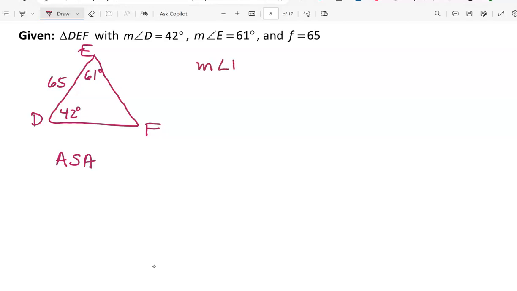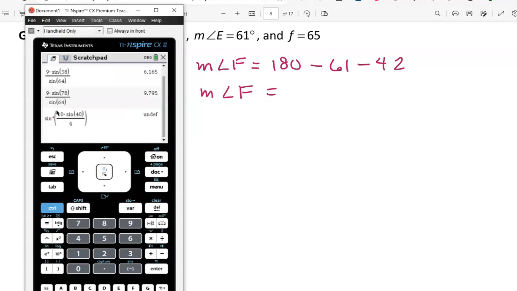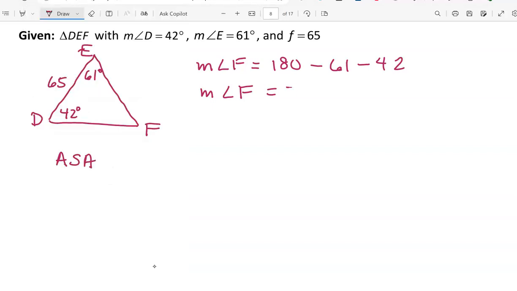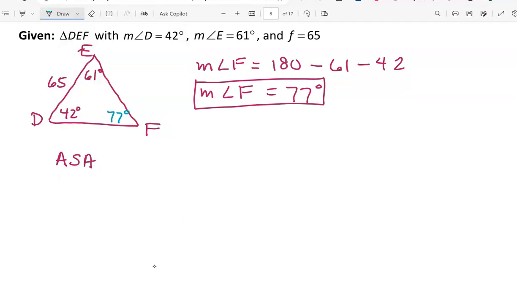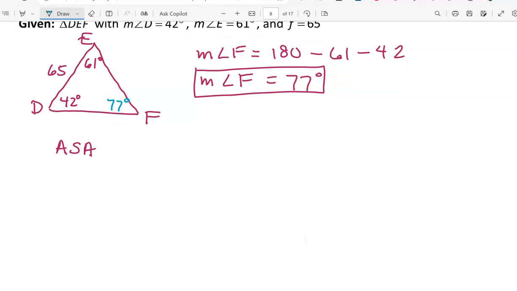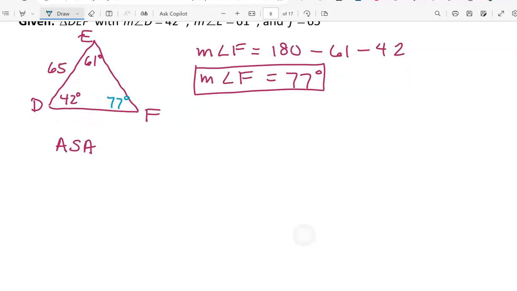So we always want to start with whatever is easiest to find, and that third angle is 180 minus 61 minus 42, and so measure of angle F is equal to 180 minus 61 minus 42, and that value is 77 degrees. I'm going to go ahead and box that answer, and then I'm going to include it in my diagram here for future use. Now we can find the missing sides by using law of sines.